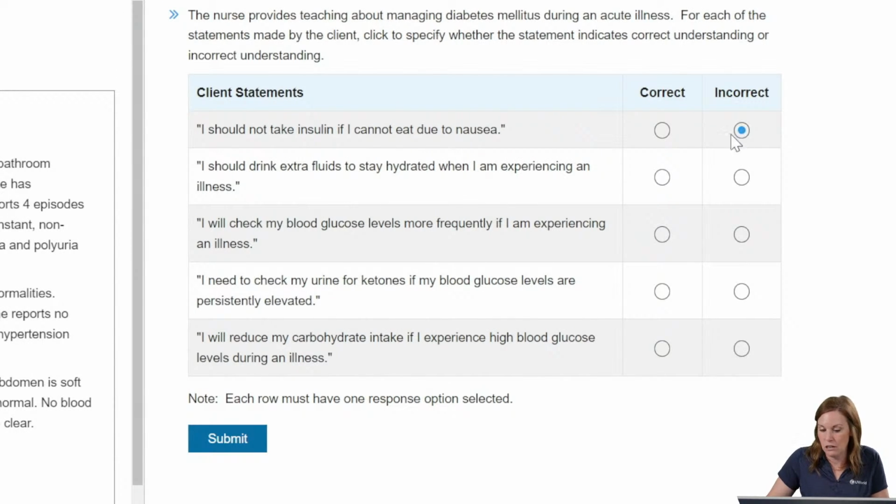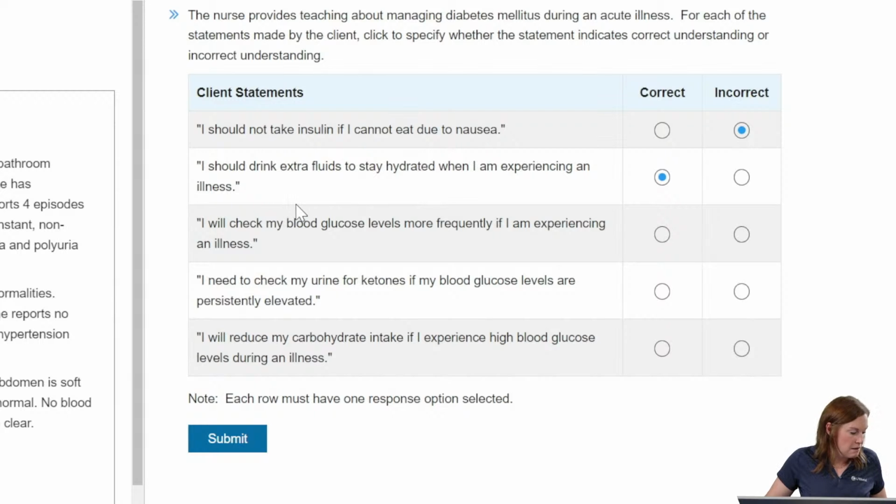So this is incorrect. Okay, line 2 says I should drink extra fluids to stay hydrated when I am experiencing an illness. This is true. This is a correct teaching. We want to make sure these clients don't get dehydrated and precipitate DKA. We know that if our glucose is rising, our fluid volume is going to be decreasing in DKA. So this is a correct statement.